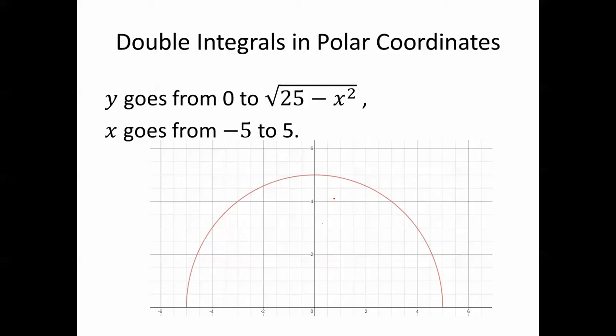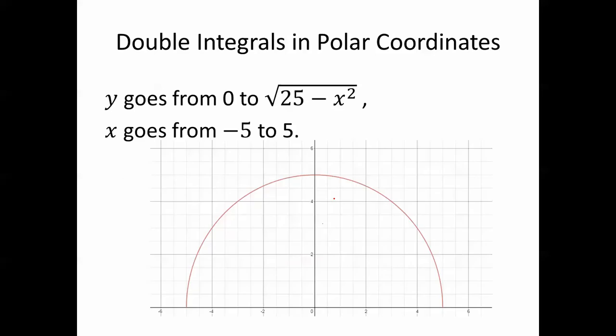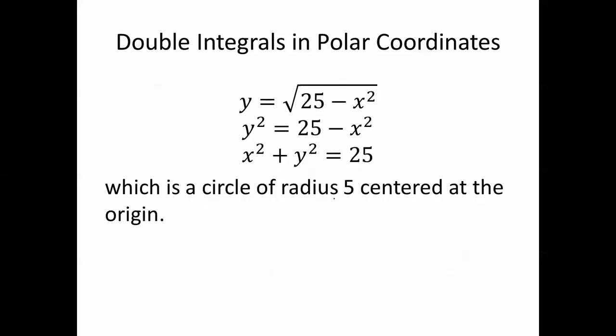Okay, y goes from 0 to square root of 25 minus x squared. X goes from negative 5 to 5. This looks like a circle, and it is. This is actually a semicircle. Y equals square root of 25 minus x squared. y squared equals 25 minus x squared, in other words, which is x squared plus y squared equals 25. So this is a circle of radius 5 centered at the origin. This is just the upper half of the circle, that semicircle that we saw.